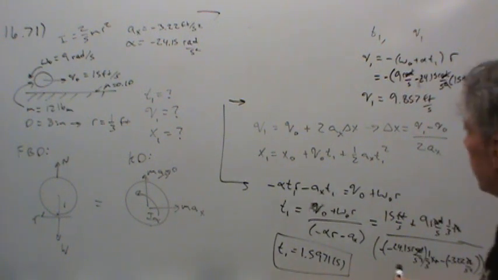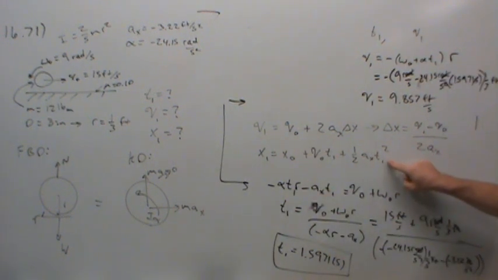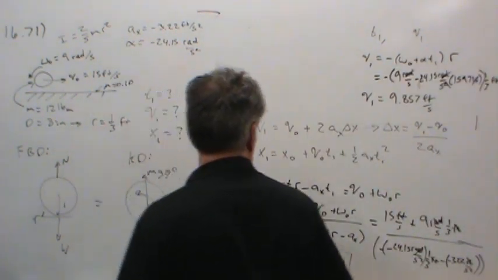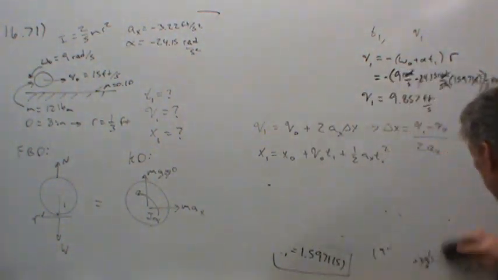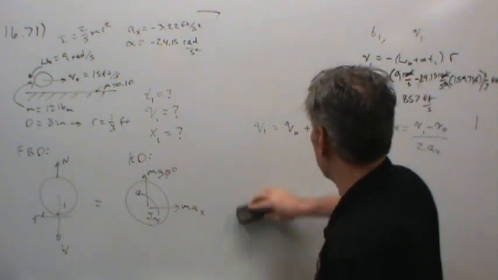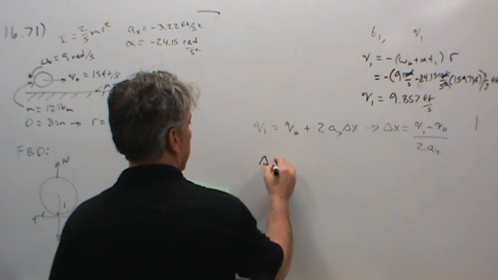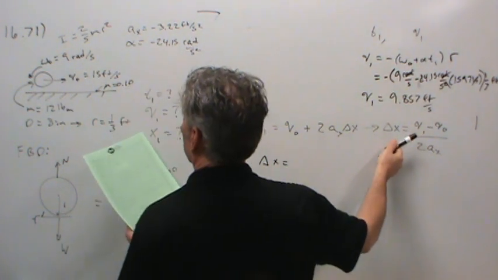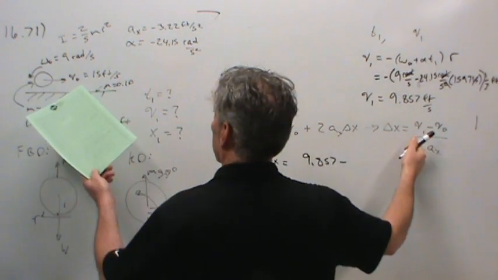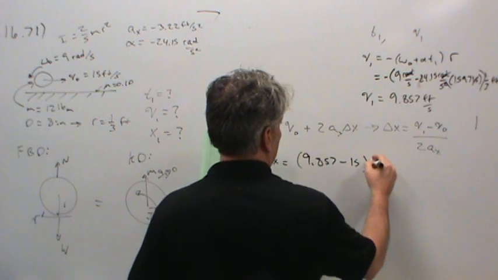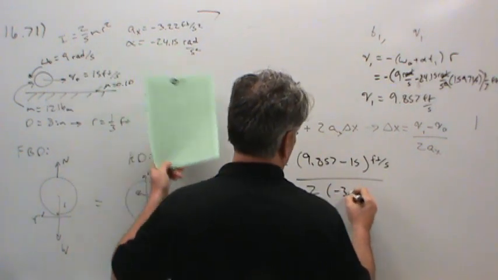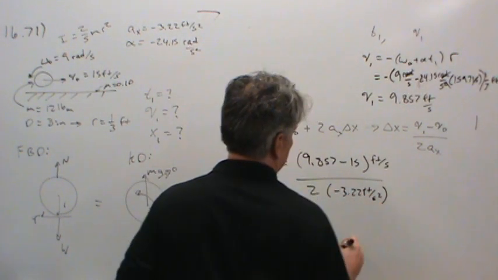And then we can take our pick. Which one do you want to use? This one or this one? I used this one. For fun, why don't we try the other one? See what happens. I know, I have an odd sense of fun. Since I've already rearranged it, let's just use it. The change in position should be the final velocity, 9.857 feet per second, minus the initial 15, these are both feet per second, divided by 2 times the horizontal acceleration, which is negative 3.22 feet per second squared.